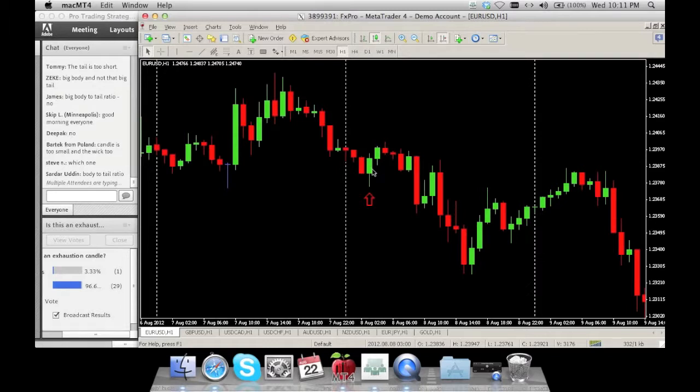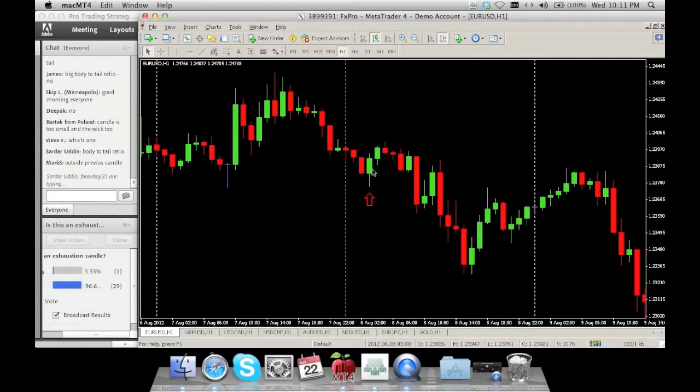The reason why you need to be so strict with exhaustion candles is because an exhaustion candle actually goes against the trend, and you need to be very careful when you go against the trend. Always remember that, because the saying goes, the trend is your friend, and when you get an exhaustion, you're going against the trend. You're turning around suddenly, so you have to be very certain the trend is going to turn around.